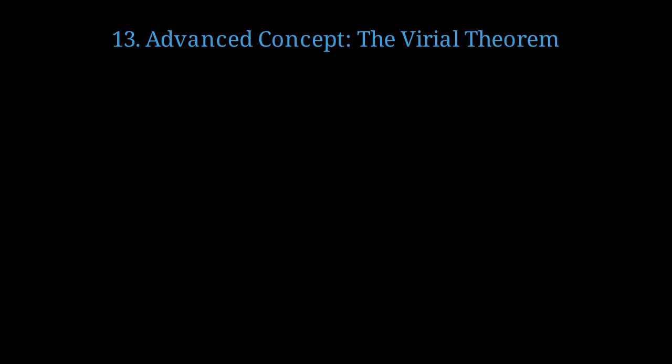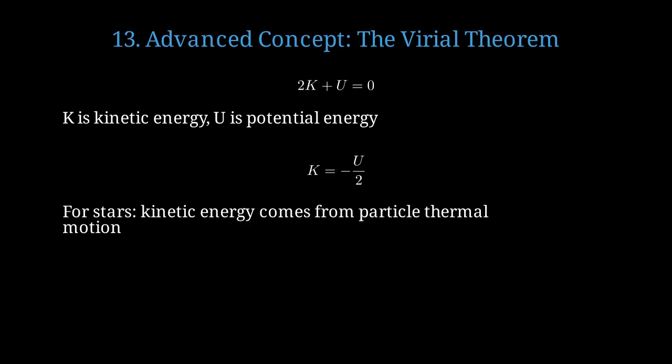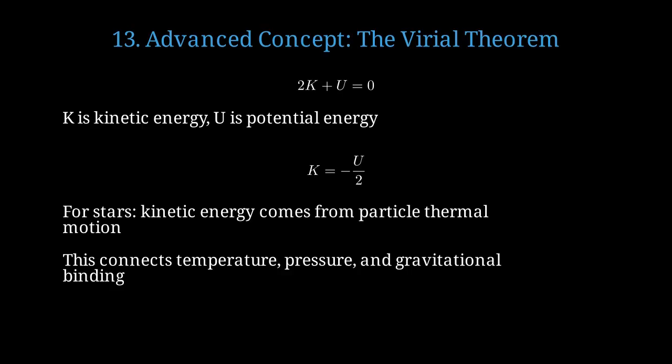For those ready to go deeper, the virial theorem connects kinetic and potential energy in bound systems. The virial theorem states that twice the kinetic energy plus potential energy equals 0 for stable bound systems. Here K represents total kinetic energy of all particles, and U represents total potential energy, primarily gravitational for stars. This can be rewritten as kinetic energy equals negative 1/2 the potential energy. In stars, kinetic energy comes from the random thermal motion of particles, essentially temperature. The virial theorem beautifully connects temperature and pressure to gravitational binding, explaining why stars are hot.